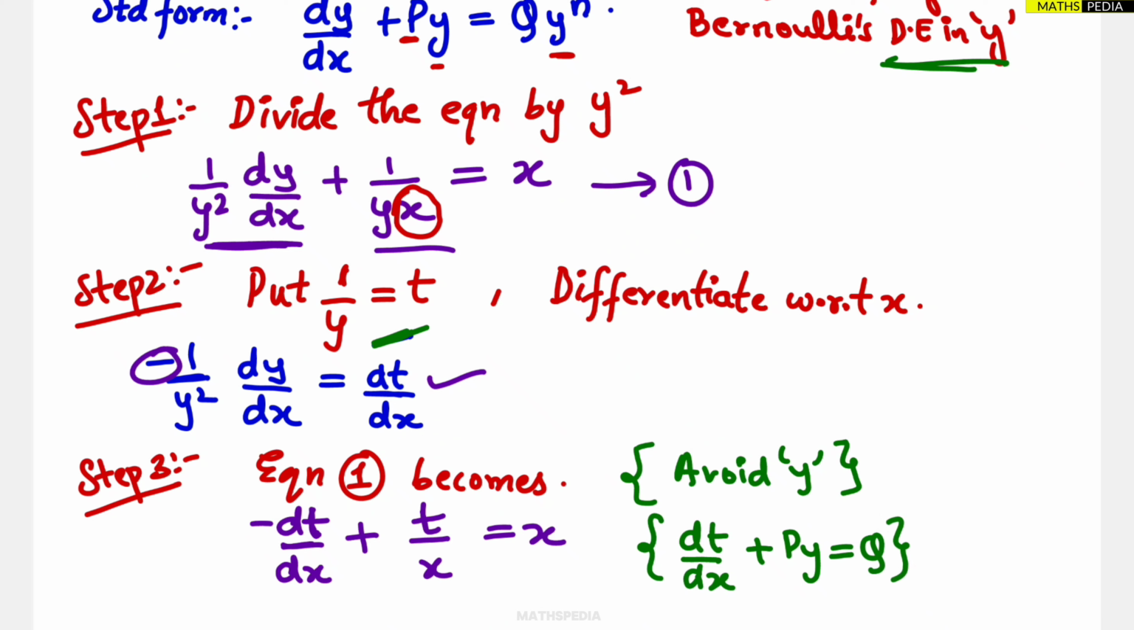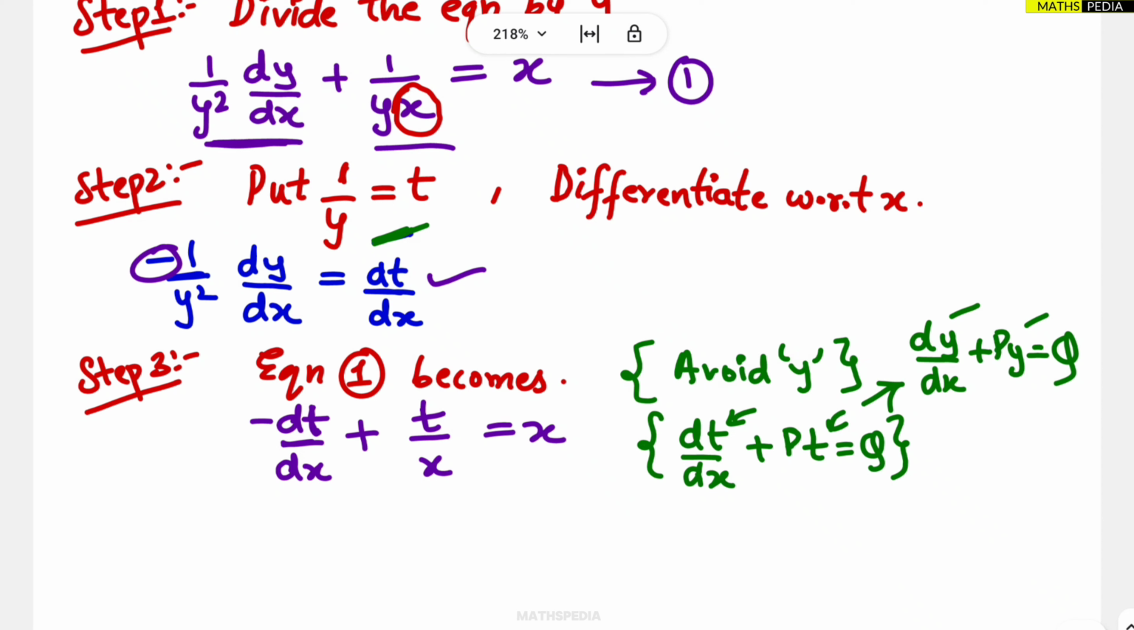You might have studied the linear differential equation form, not py, sorry, it is pt. Linear differential equation form you have studied, right? That is dy by dx plus py is equal to q. This is the linear differential equation in y variable. So in place of y, we have avoided y, so we are putting here T. That is the only change. So we are going to bring it in this form.